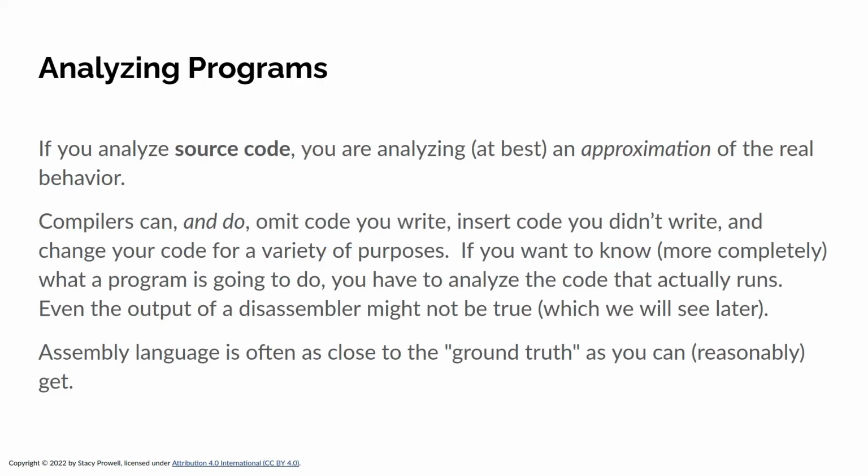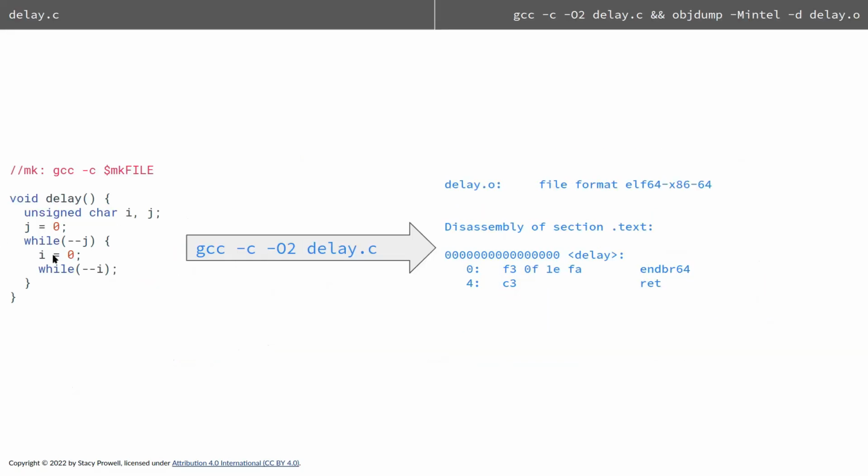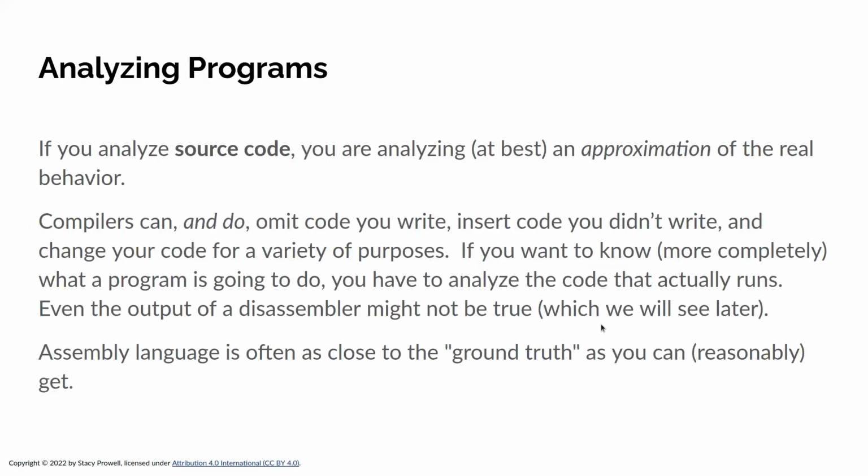All right. So if you analyze source code, you're analyzing an approximation, right? Analyzing this code over here, this C source code, was much easier than analyzing the assembly, but this told us nothing about what the program did, right? The information we get from looking at this is useless because it's not what the program will do when we run it. Okay. Compilers insert code you didn't write. They really do. They change your code in a variety of fun ways. So if you want to know what your program's going to do, you need to try to get as close to the code that's actually going to run.